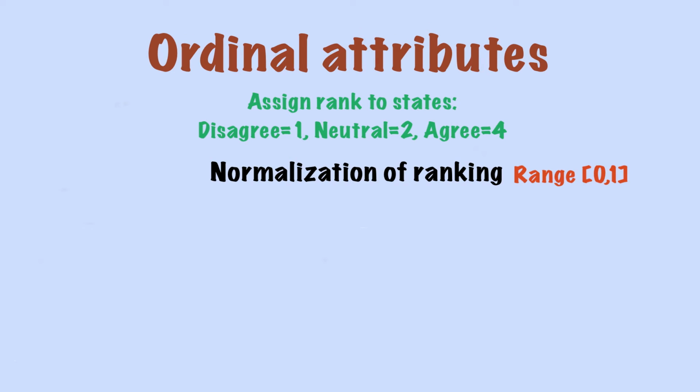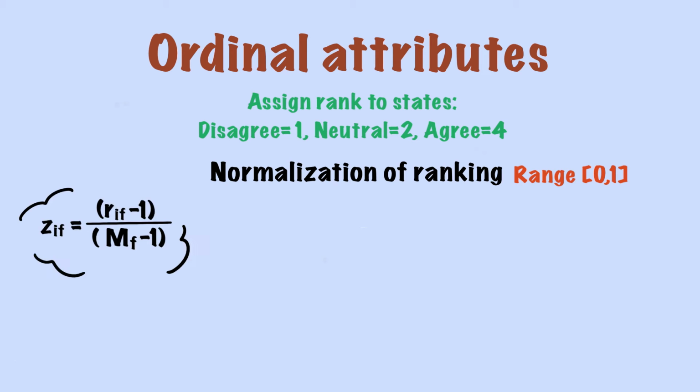Now we have the ranking. The next thing we do is to normalize the ranking to the range of 0 to 1. And we use this formula to achieve our goal. MF is the maximum ranking assigned, which is 4 in this case.